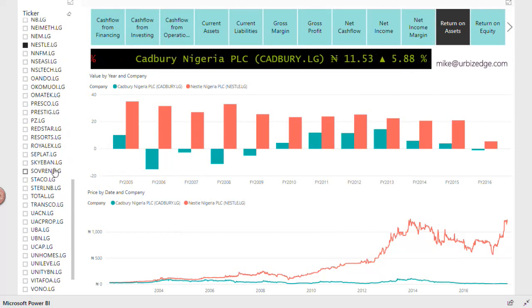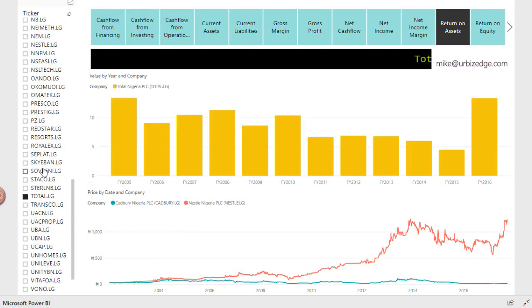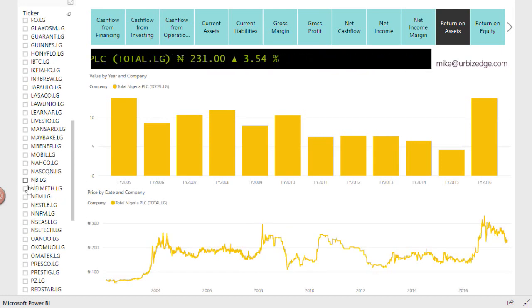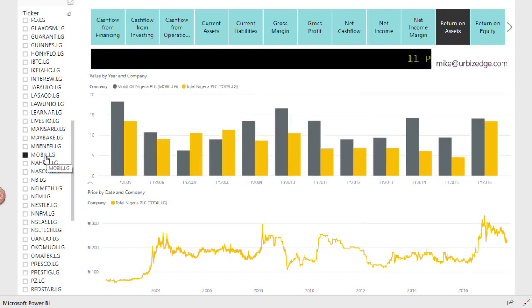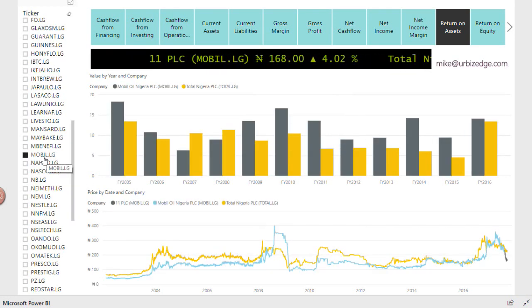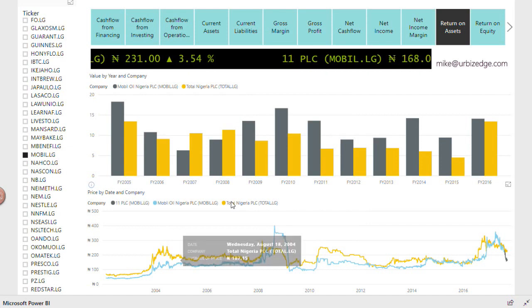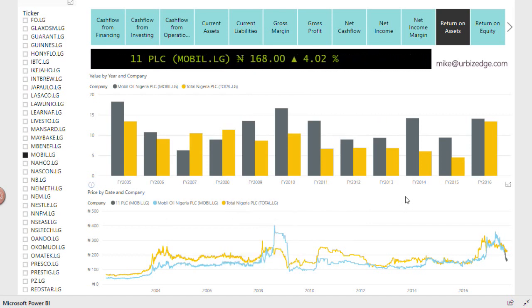So let's do maybe Total versus Mobile. So I want to do the comparison. Let's check out how they are doing. So Mobile is the blue, Total is yellow, and you can see there's a big rivalry, and they're kind of going up and down in sync.